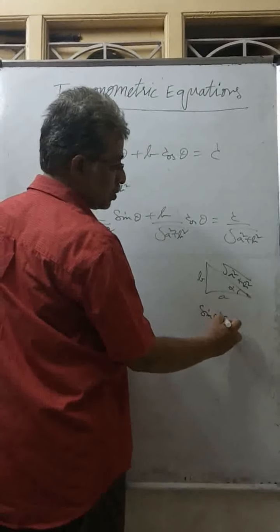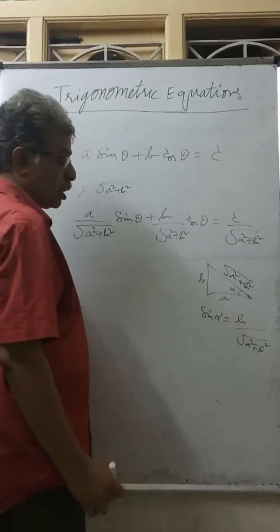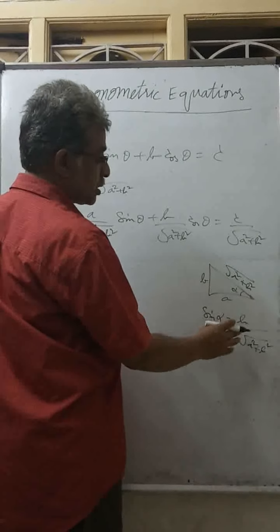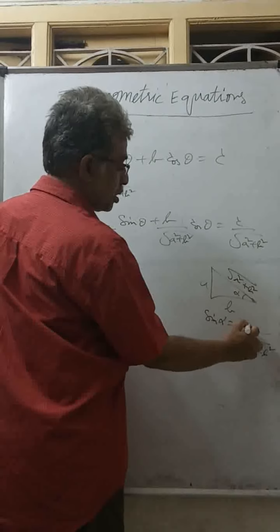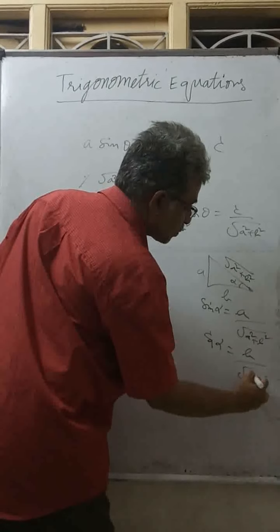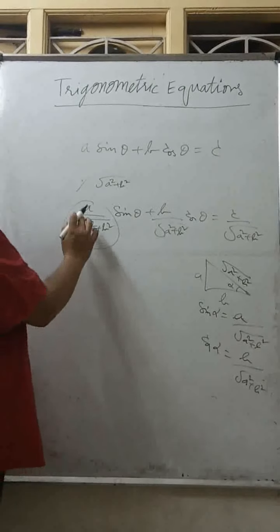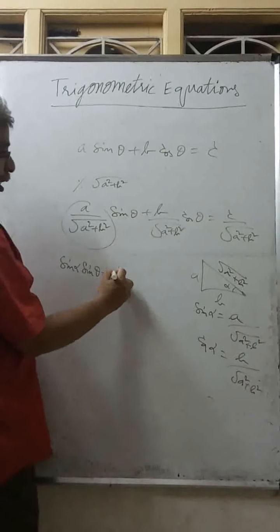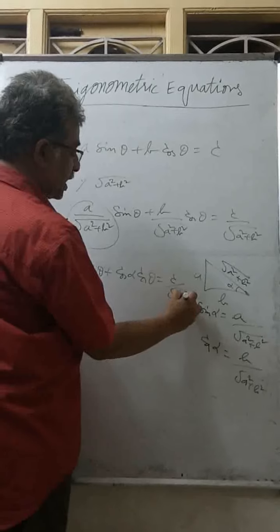Sin alpha equal to b by root of a square plus b square, and cos alpha equal to, or we can do one thing. This is a, this is b. Your choice of taking, it doesn't matter. This is a by root of a square plus b square as sin alpha, and cos alpha equal to b by root of a square plus b square. What happens? So I can write a by root of a square plus b square as sin alpha into sin theta, and this is cos alpha into cos theta, equal to c by root of a square plus b square as it is.